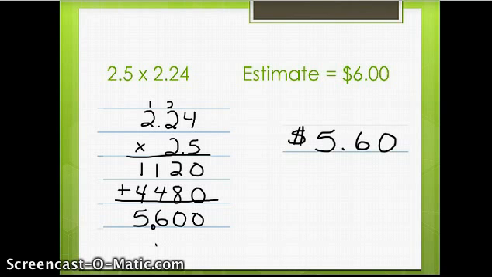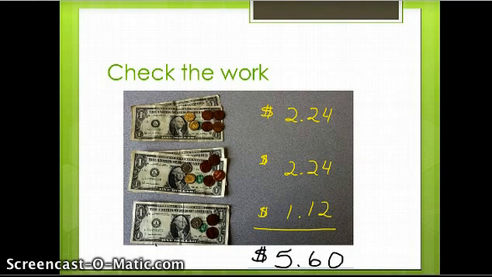But I wanted to check my answer, and I was thinking, how would I go about checking the answer? So what I did is I actually totaled up all the money I had. If I take a look, here is my first group of $2.24. Here is my second group of $2.24, and then here is a half group of $2.24, and a half group would be $1.12. I added together the $2.24, $2.24, the $1.12, and I got $5.60. That's perfect. It matches with my estimate, so it makes sense to me.